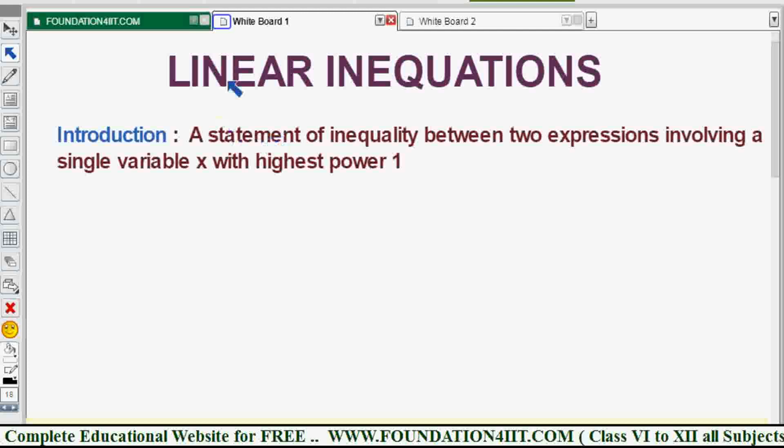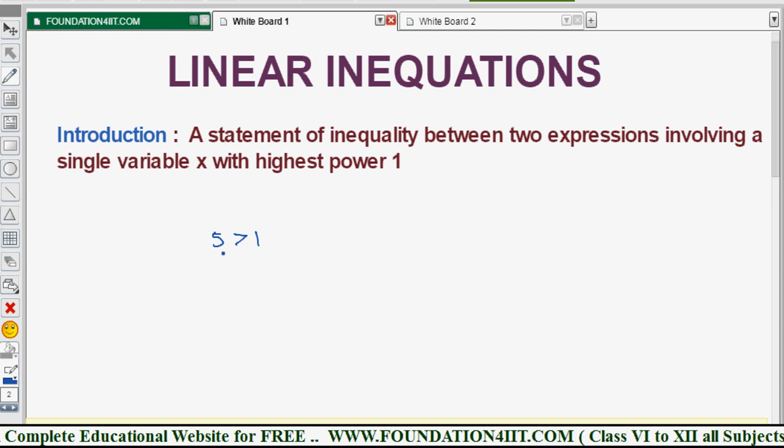Let us start the topic now. Linear inequations. If you see the introduction, a statement of inequality between two expressions involving a single variable x with highest power 1. See, statement of inequality. Any statement, for example, I wrote 5 is greater than 1. So this is the statement of inequality. This is not equal. Inequality means it is not equal between two expressions, but involving a single variable x.